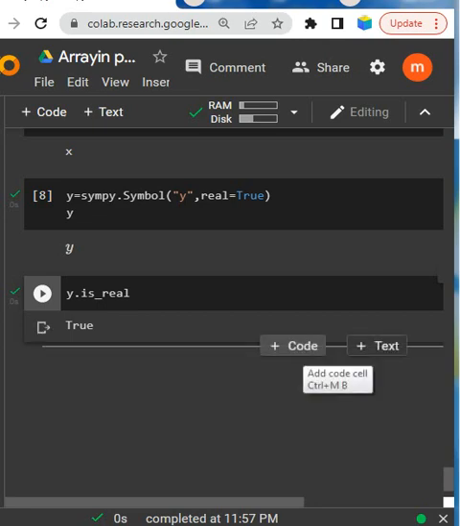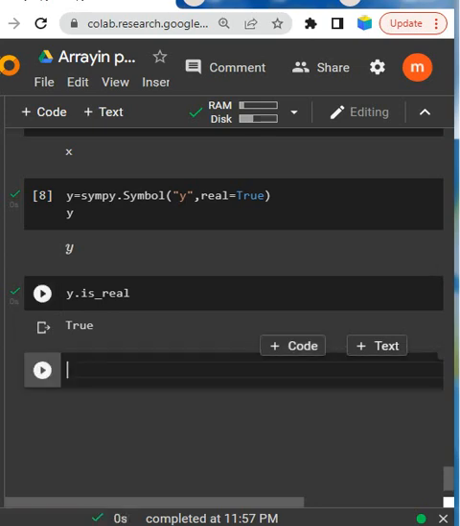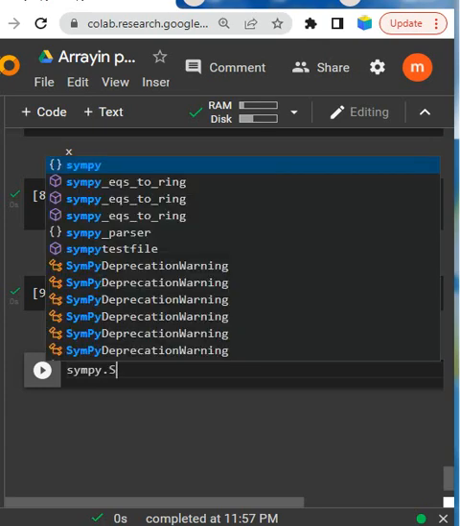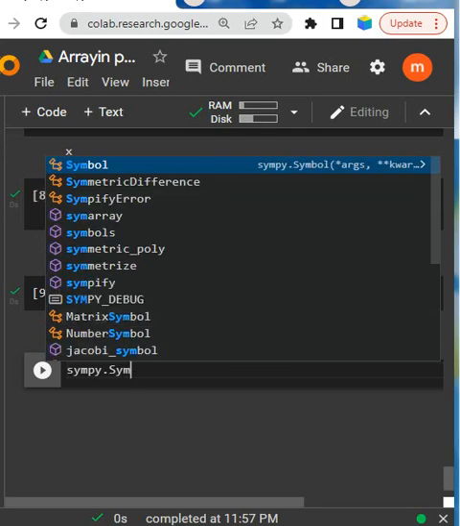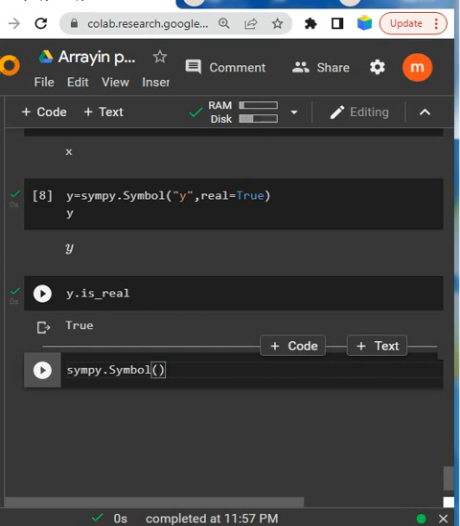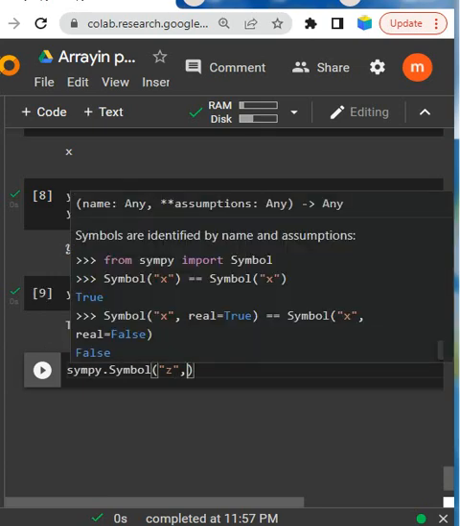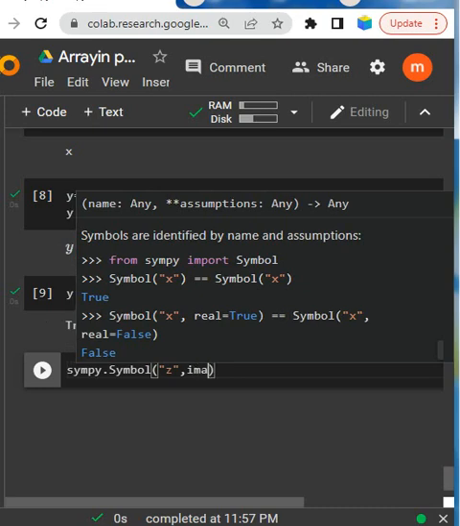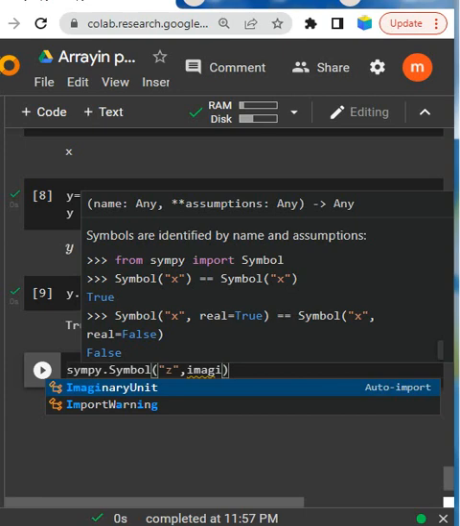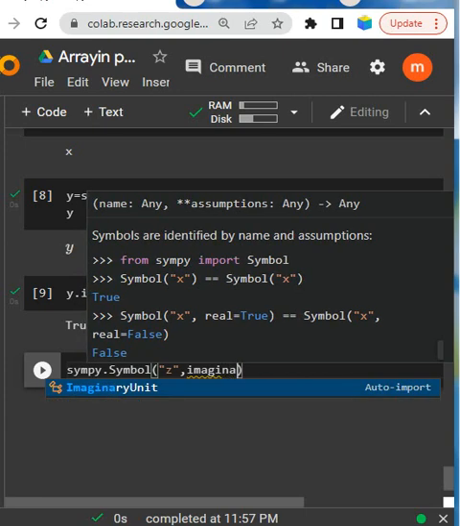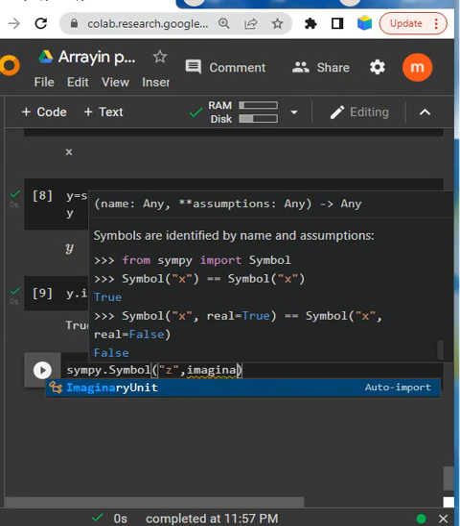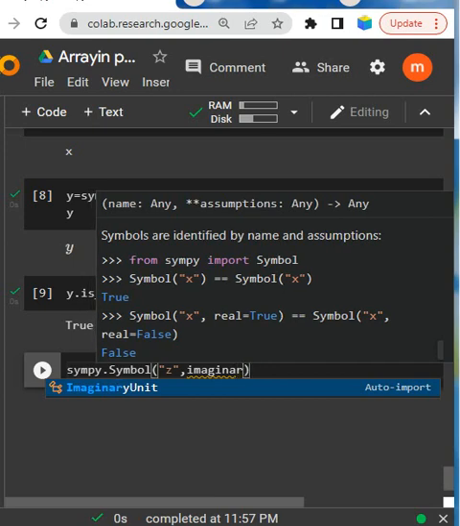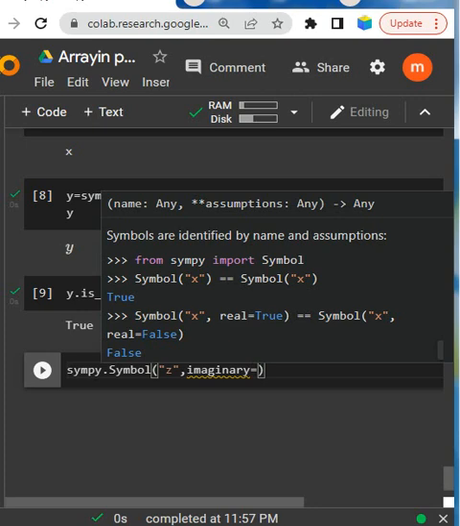You can write the same thing with imaginary. Because we don't have any z yet, you write z equals sympy.Symbol, with z as one variable, but now imaginary equals True.